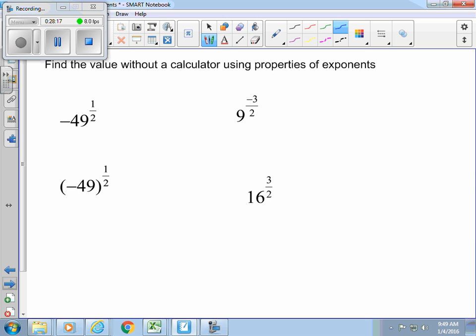I don't know. We'll have to find a property, won't we? First of all, before we talk about the exponent, I want to talk about negative 49 to the 1/2 and, in parentheses, negative 49 to the 1/2. How are those two things different? The two left-hand questions. How are those different?